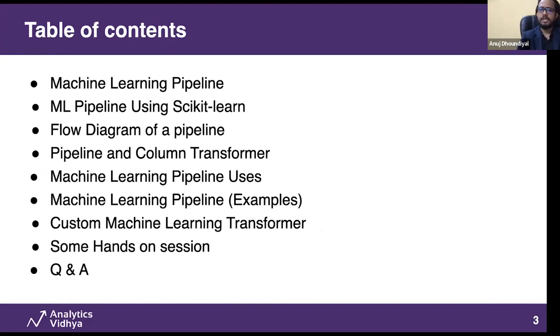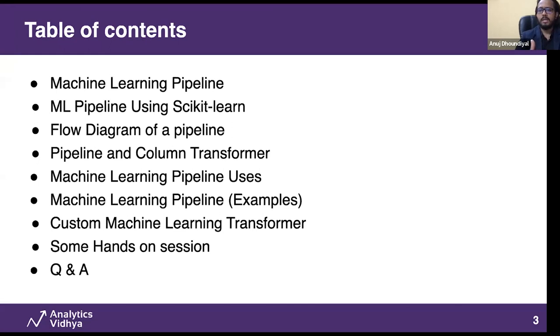So this is the table of contents. We'll be going through a machine learning pipeline. What exactly is a machine learning pipeline? Then how Scikit-learn helps to build an ML pipeline. Then the flow diagram of a pipeline, how an ML pipeline looks like, what the various steps are and how you need to build that. And then we'll go to the pipeline concept and a column transformer. That is a key concept while you are building any machine learning pipeline. Column transformer is something you need to be aware of, how to use it and when to use it. Then some of the use cases where a machine learning pipeline can be used, and some examples going forward, and then the most important thing is the custom machine learning transformer, right?